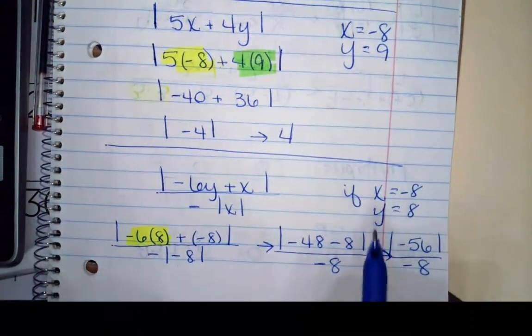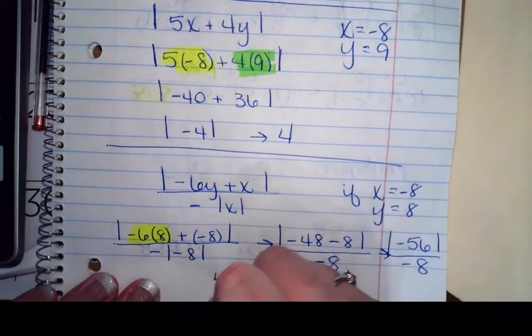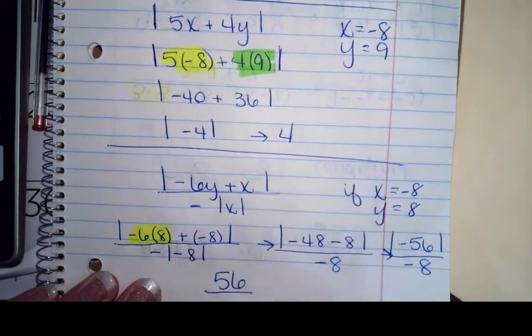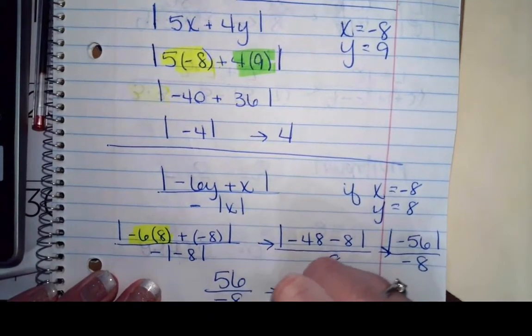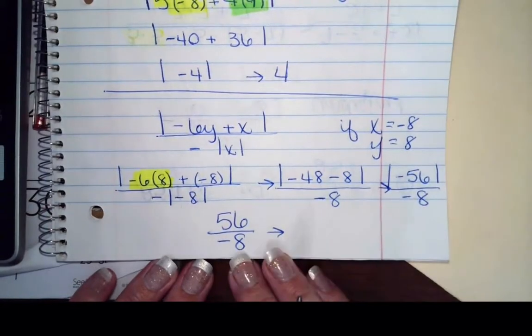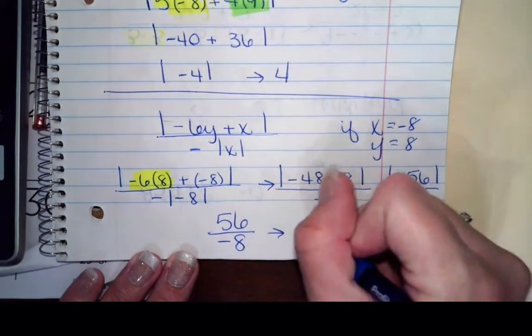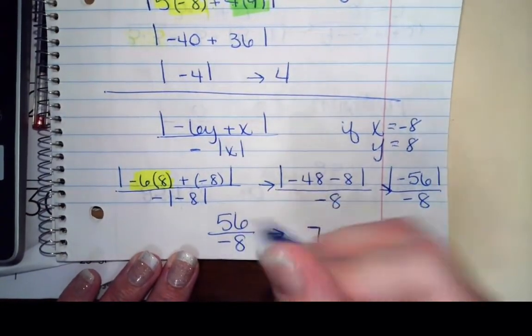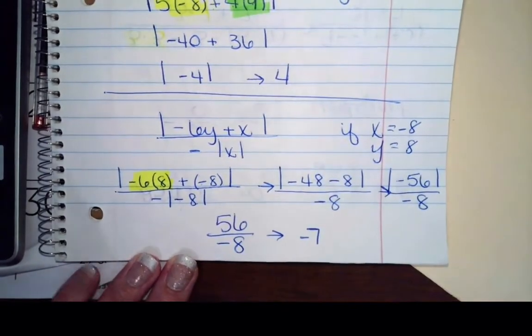So now the only thing I've got left in my numerator is the absolute value of negative 56. It is positive 56 over negative 8. Now this is a fraction that reduces. What is 56 divided by negative 8? 56 divided by 8 is 7, but my signs are different, so it's negative 7.